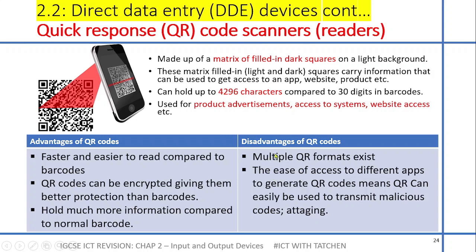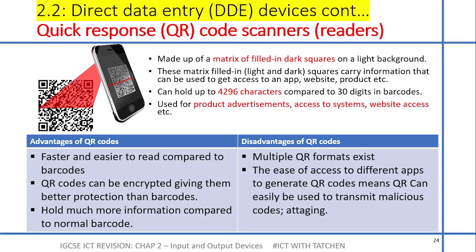Also, with disadvantages, multiple QR formats exist. The existence of multiple formats makes it quite disadvantageous, meaning it's kind of easy to manipulate and it's difficult to fully grasp all this technology. The ease of accessing different apps to generate QR codes means QR codes can easily be used to transmit malicious code. Yes, some of which is termed tagging. So some people actually use these QR codes to transmit malicious code.